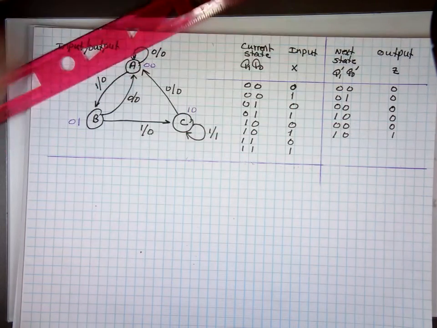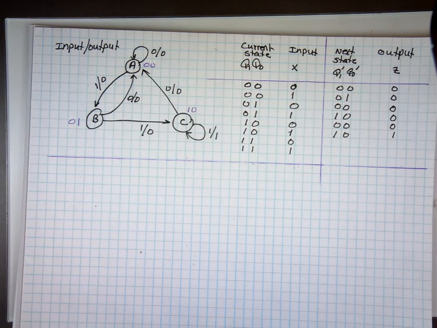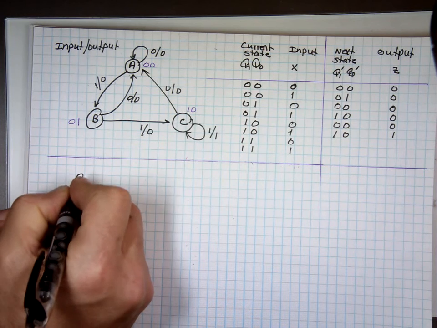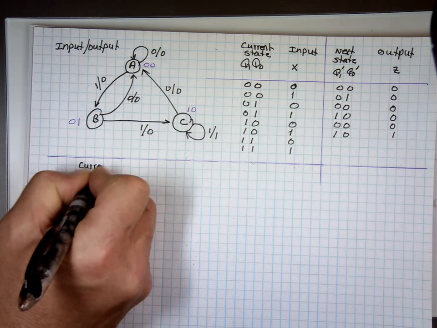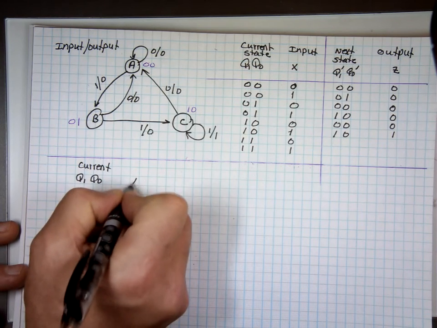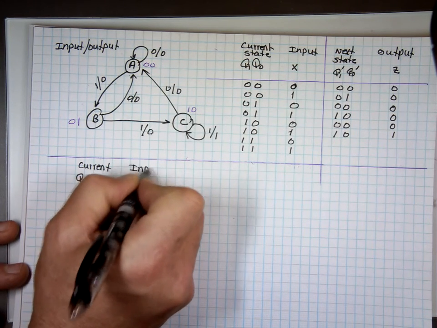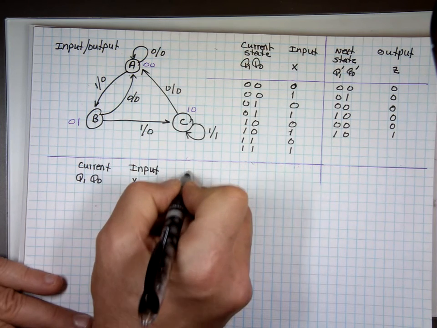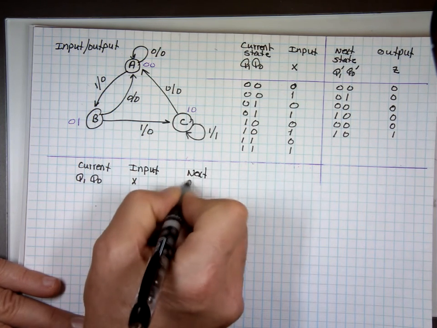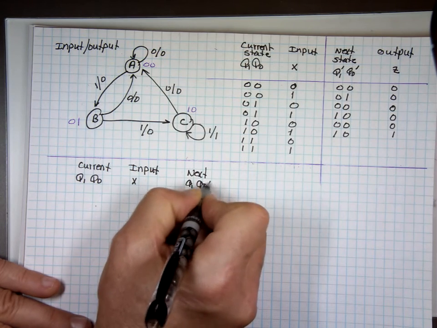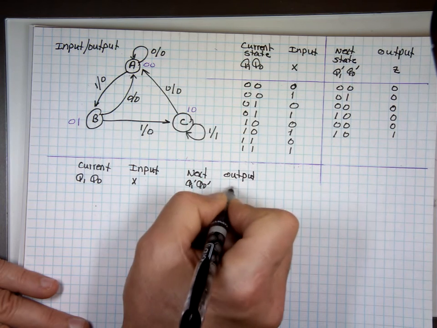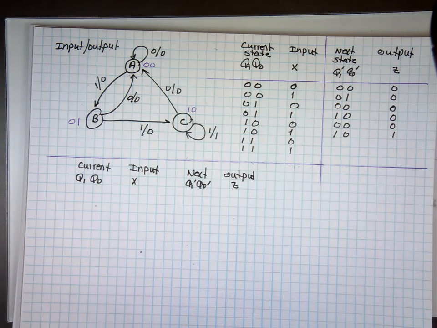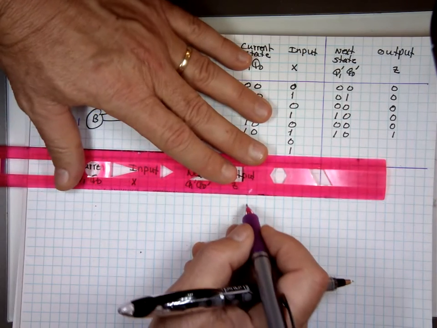Let me do a reverse one. This is the current state, Q1, Q0, current. This is X, the input. This is the next state. And this is your output. I'm going to make something up, gibberish. Then we'll look and see what the state diagram looks like.